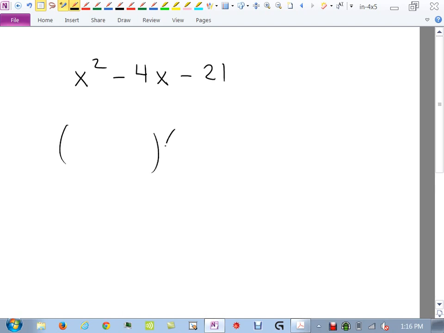Let's just throw it into some parentheses real quick. x minus 7, x plus 3. Does it work? X squared, right? 3x, take away 7x is -4x. Our last term, -7 and +3, is -21. It works.